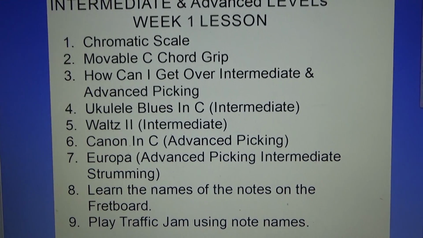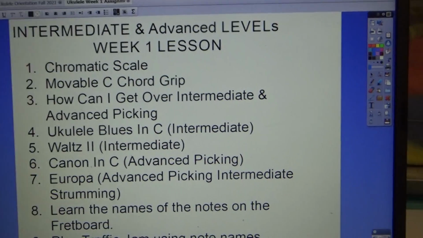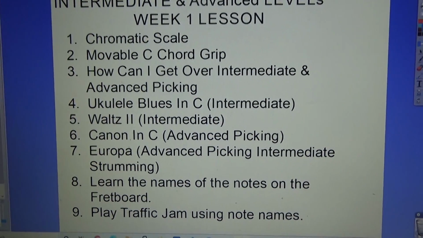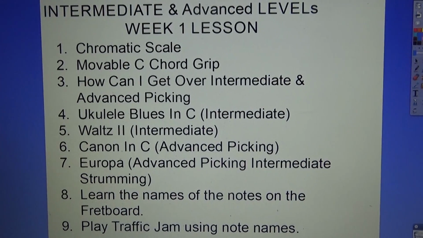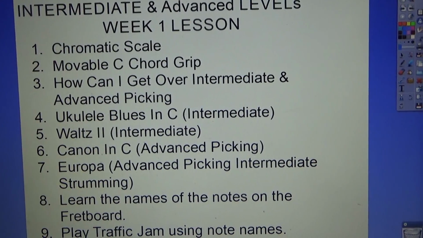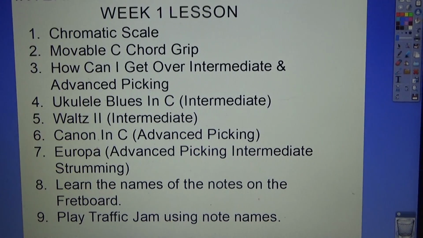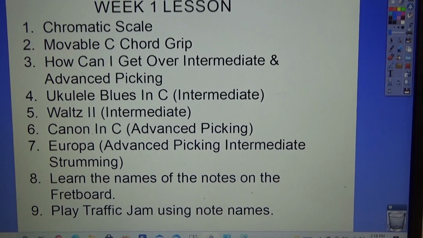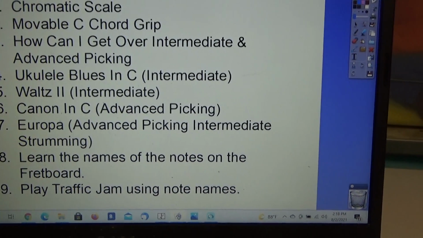Intermediate, advanced levels, and the professionals too, here's the week 1 lesson. Know your chromatic scale. Learn your movable C chord grip. How Can I Get Over? Intermediate, advanced picking is a song you can choose to practice. You can do Ukulele Blues in C, Waltz 2, Canon in C, and Europa.